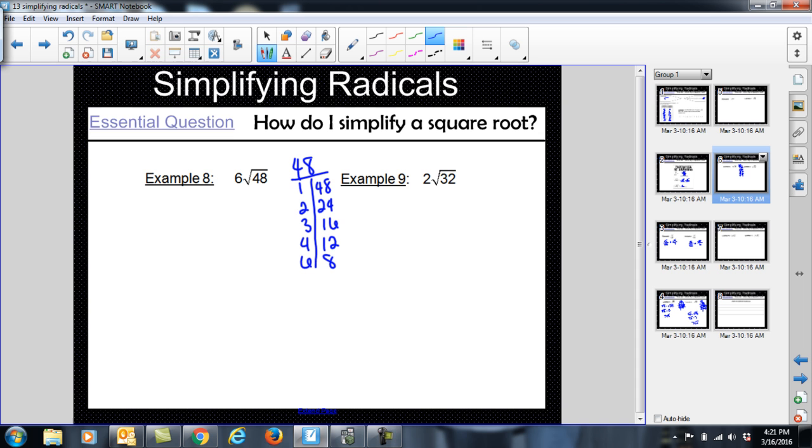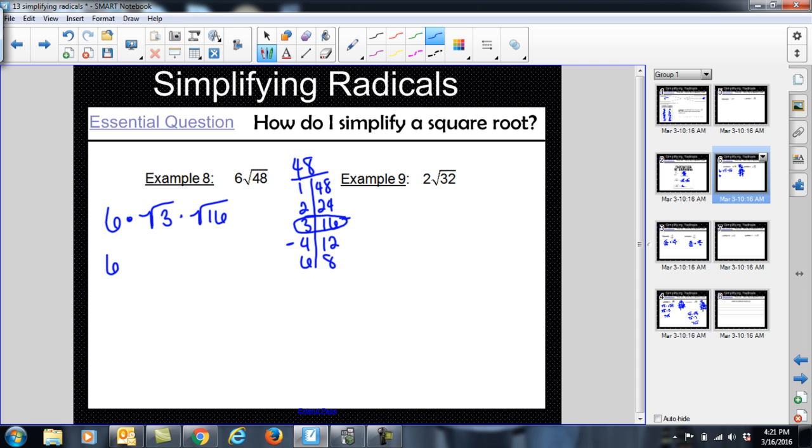So if I go down the left-hand side, 4 is the only perfect square. And if I go down the right-hand side, 16 is the perfect square. Well, the one with the largest perfect square is this pair of numbers, so I'm going to split my 48 into 3 and 16. So I'm going to keep the 6, and 48 is going to become the square root of 3 times the square root of 16.